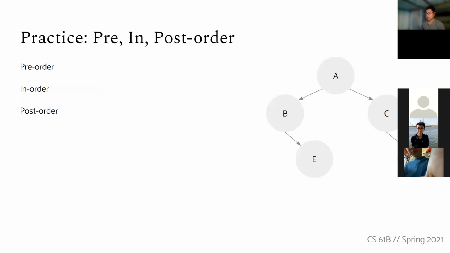So again, we have a quick practice, probably like a minute. Just jot down the pre-order, post-order, and in-order traversal of this tree. Okay, hopefully that's enough time. If not, I'm sorry. But yeah, so what do you guys think for pre-order?